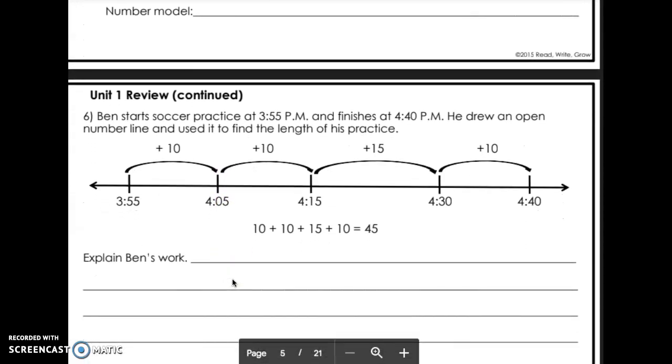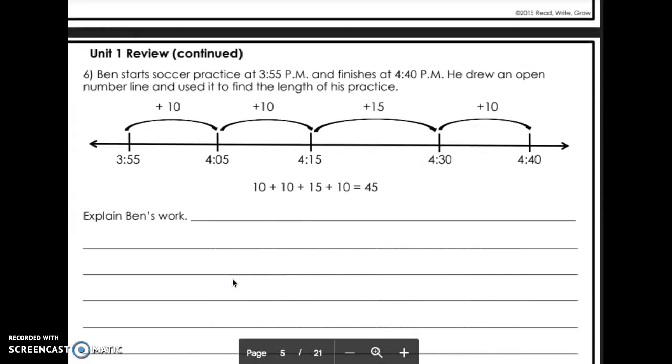Then we're coming to elapsed time. This is another thing that we've been working on. Now you are very lucky, because on this one, Ben did all your work for you. So as you can see, he already did it. Ben starts soccer practice at 3:55. There it is. And he finishes at 4:40. There it is. He drew an open number line and used it to find the length of the practice.